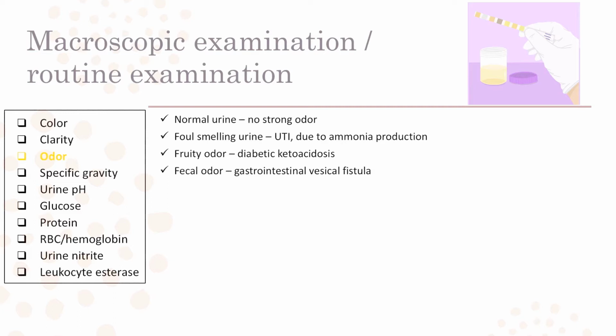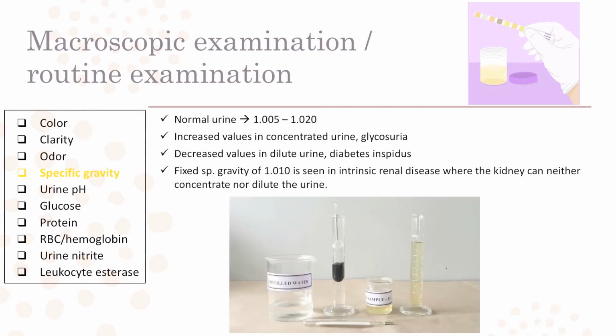Fruity odor in diabetic ketoacidosis. If a person with diabetes goes into an emergency state called diabetic ketoacidosis, that is a metabolic acidosis, then the person's urine and body will also smell fruity. Fecal odor, if the urine is giving a fecal odor, that is mostly because of fistulas, the unnatural gaps between the gastrointestinal region.